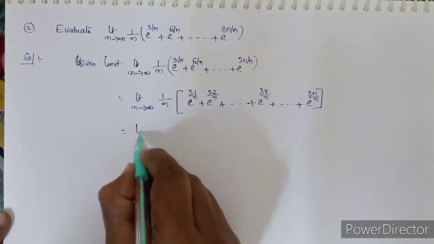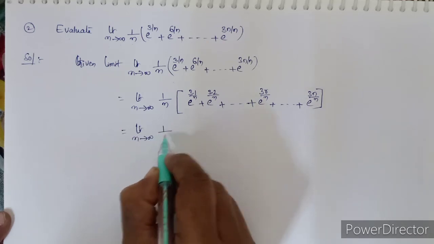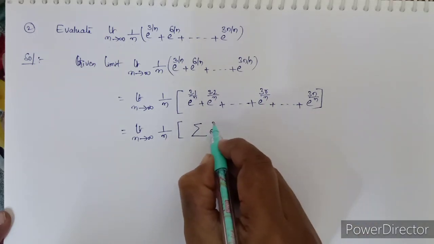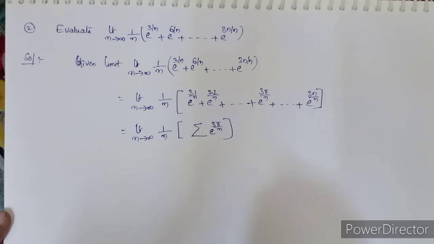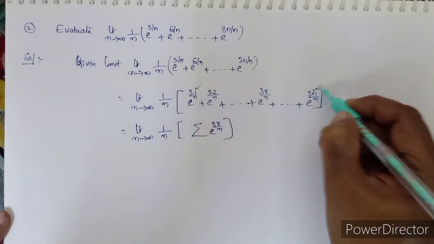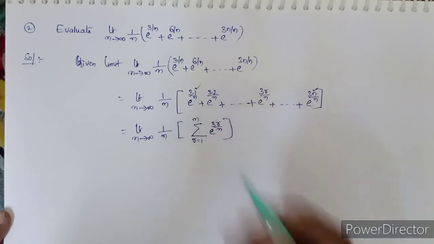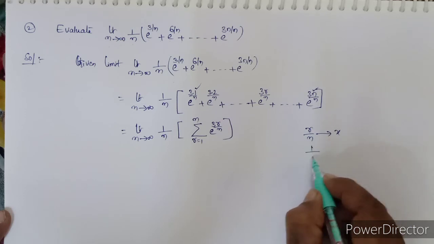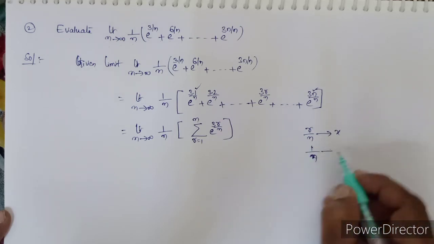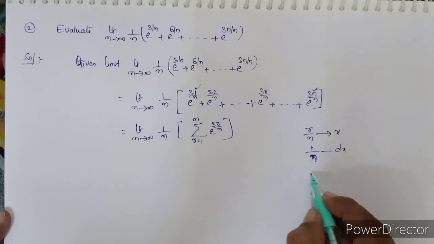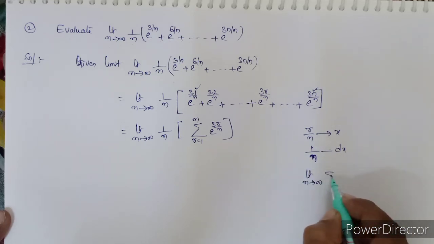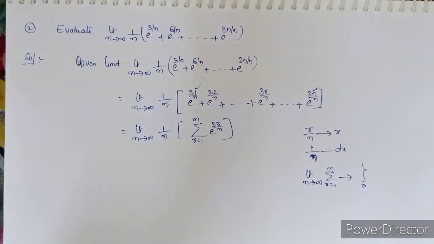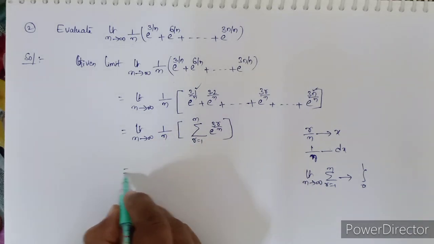So now limit n tends to infinity 1 by n. We write this sigma, rth term e power 3r by n. Here r is varying from 1 to n, so our values are running from 1 to n. Now we have to replace r by n by x, 1 by n by dx. Limit n tends to infinity, sigma r is equal to 1 to n must be replaced by integral 0 to 1. So by using all this, this limit converts to integral.